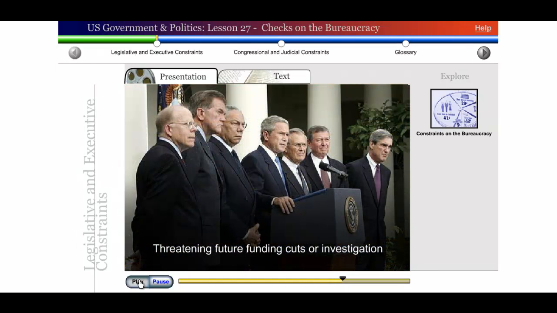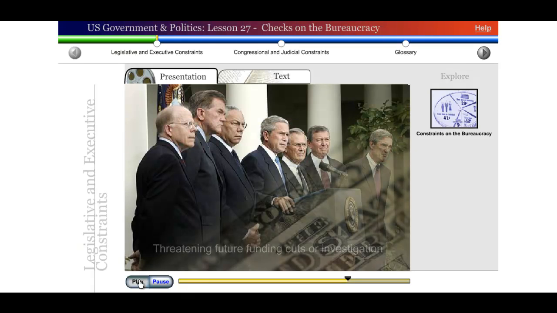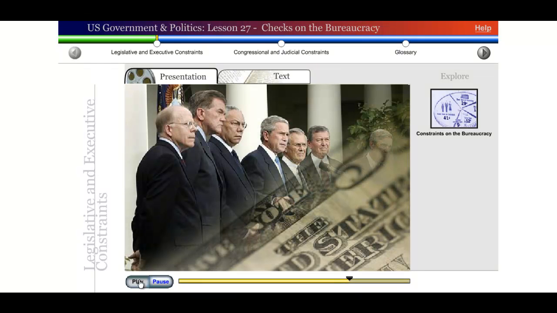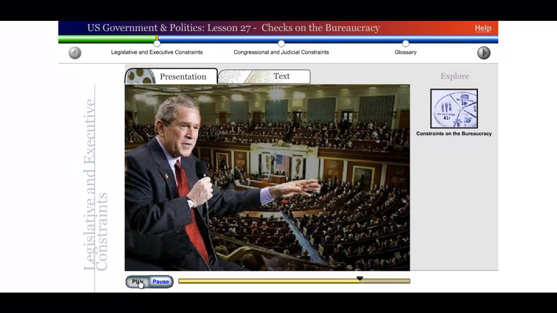Threatening future funding cuts or investigation is another option the president can employ to encourage agency cooperation. Funding cuts can be counterproductive, though, due to the White House's reliance on the department or agency to implement its policy. The threat of investigation is more effective, but usually requires congressional cooperation. If the president is a forceful advocate of his own agenda, he can also use his power of personal persuasion and presidential authority to promote agency action on his programs.